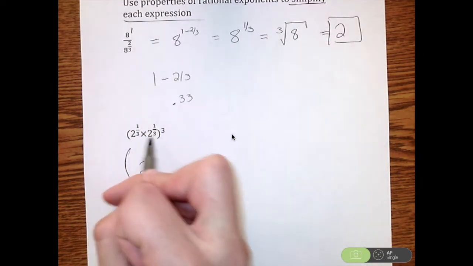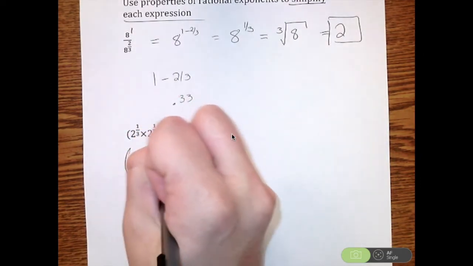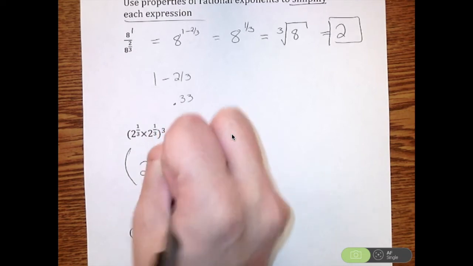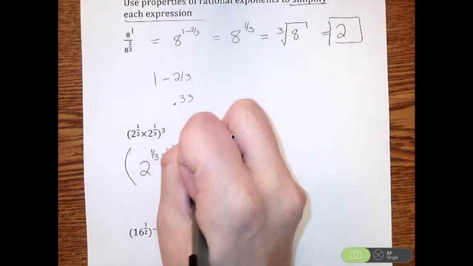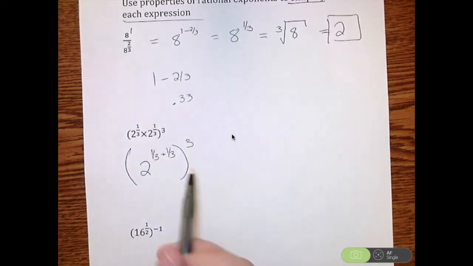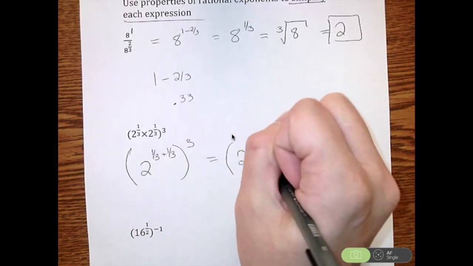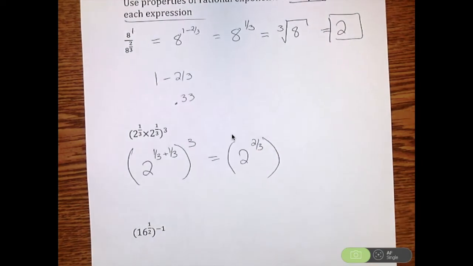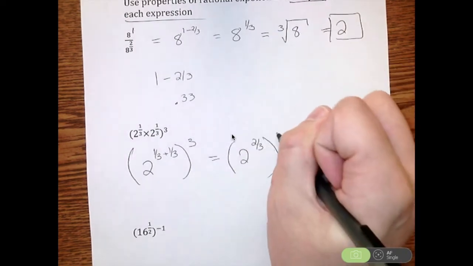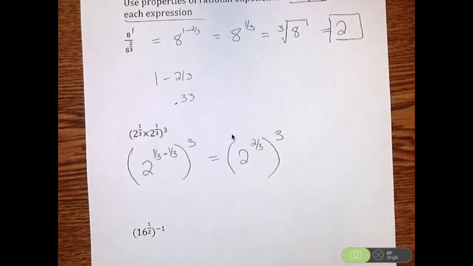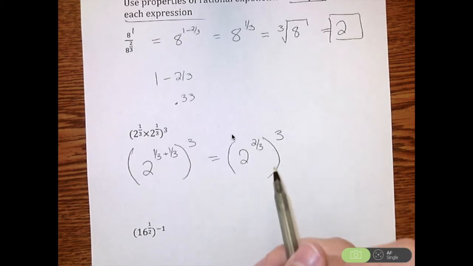What we can do is take the exponents there, 1/3, and add it to 1/3. And we still have that exponent of 3 on the outside. So 1/3 plus 1/3 is going to be 2/3. So inside the parentheses there, using properties of exponents, I have 2 to the 2/3 power. Still have that power of 3 on the outside. We haven't completely cleaned up my exponents here.